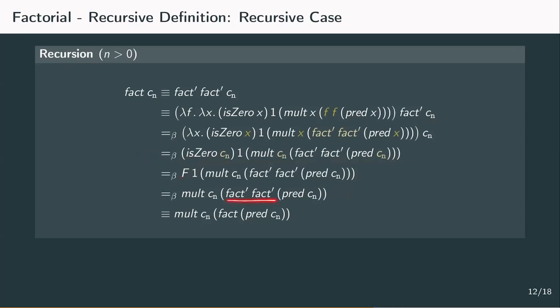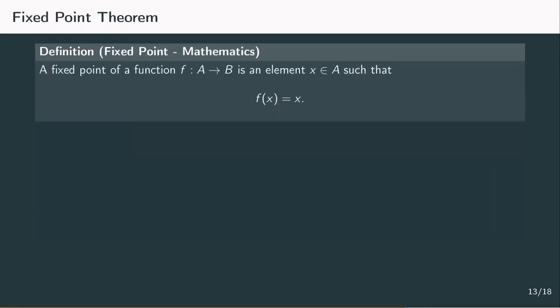As we know, fact prime applied to fact prime is just factorial, and therefore we get multiplication of cn with the factorial of its predecessor in the end. So as we've seen, one way to achieve recursion is by passing a copy of the recursive function to itself. This works quite well, but there's a more elegant way to do this, using a so-called fixed-point operator.